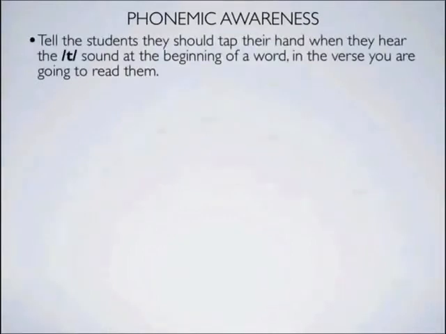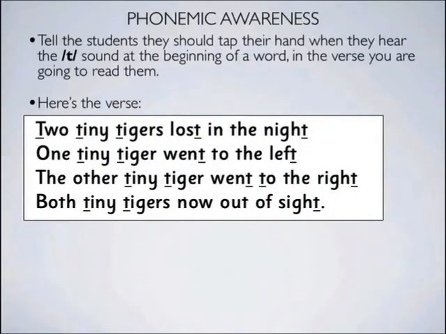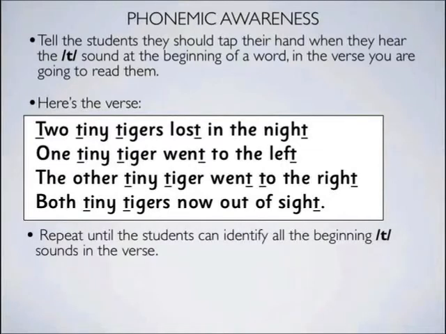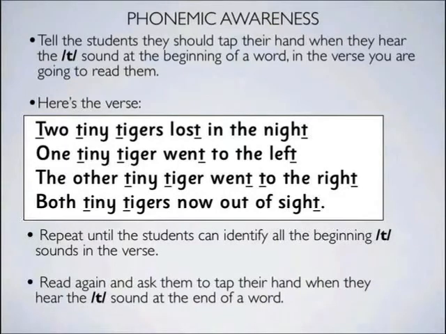Tell the students they should tap their hand when they hear the t sound at the beginning of a word in the verse you are going to read to them. Here's the verse. Two tiny tigers lost in the night. One tiny tiger went to the left. The other tiny tiger went to the right. Both tiny tigers now out of sight. Repeat until the students can identify all the beginning t sounds in the verse. Read again and ask them to tap when they hear the t sound at the end of a word.